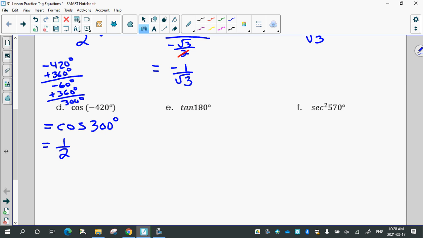Tan of 180, so we're going to look at 180 on your unit circle. Tan is y/x, so the y value at 180 is 0, and the x value is -1. 0 divided by -1 is 0.